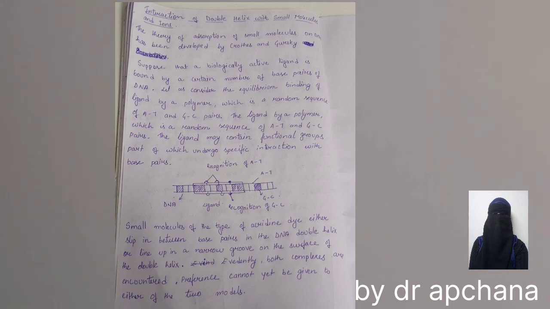Small molecules of the type of acridine dye either slip in between base pairs in the DNA double helix or line up in a narrow groove on the surface of the double helix. Evidently, both complexes are encountered, and the results cannot yet be given to either of the two models.